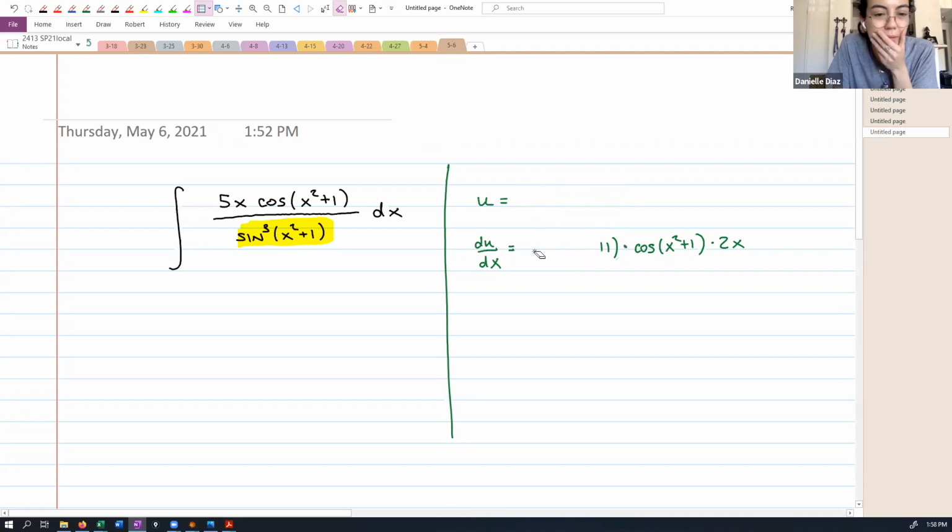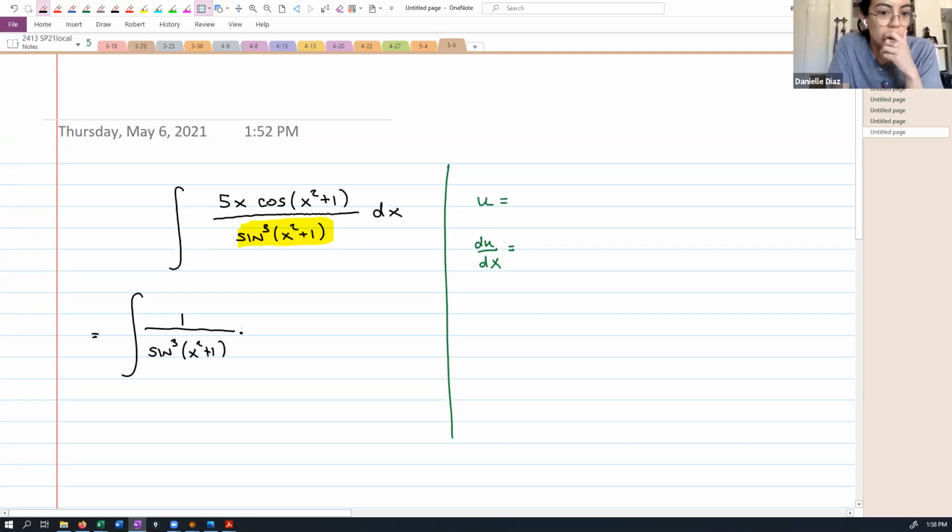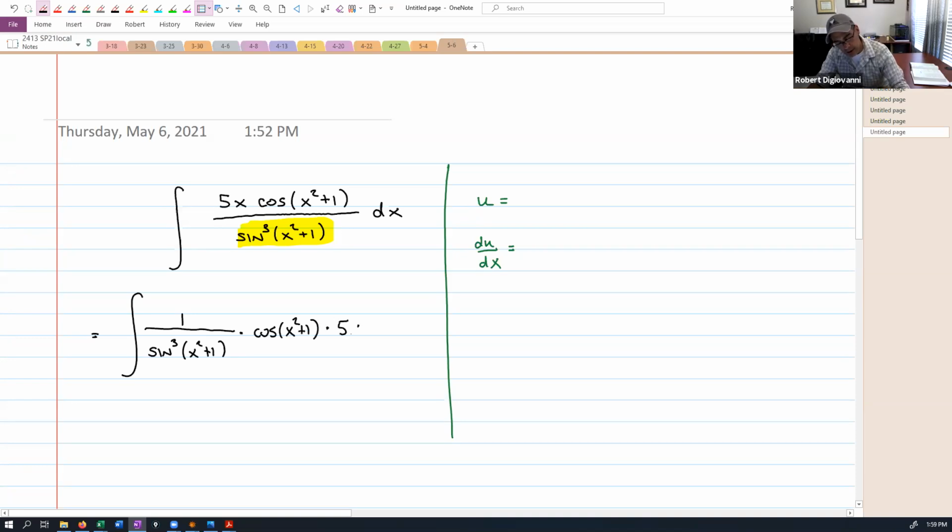Can I separate it? Would it make a difference if I kept the 5x there and moved the 1 over sine cubed into like 1 over that? It might help you visually to see things. Maybe you want to write 1 over sine cubed of x squared plus 1, the cosine of x squared plus 1, and then the 5x dx. Yes, if this helps you see everything, that's fine. There's nothing wrong with that. It doesn't mess anything up as long as you don't rewrite it incorrectly.